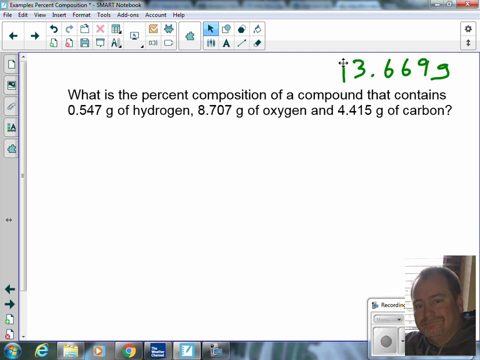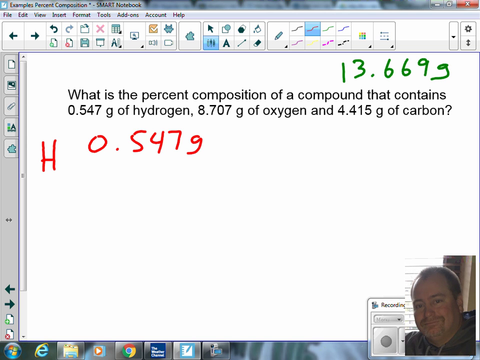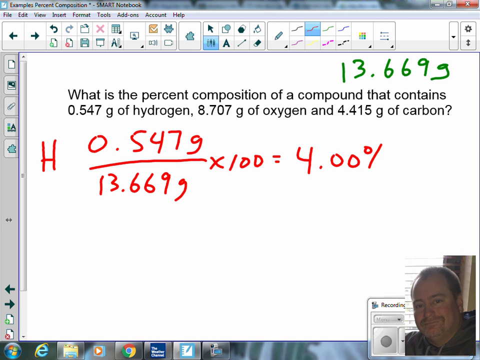Now what I'm going to do is the same thing I did before, take each one individually, only this time I'm not going to use my periodic table. I don't need to use my periodic table. I'm given the masses. So I'm just going to go in the order in which they give me the elements. So hydrogen's the first one. So I know that of the total mass, 0.547 grams of that is hydrogen. The total mass is 13.669 grams. Multiply it by 100. And that will give me a value, taking it out 2 places past the decimal, of 4.00%.